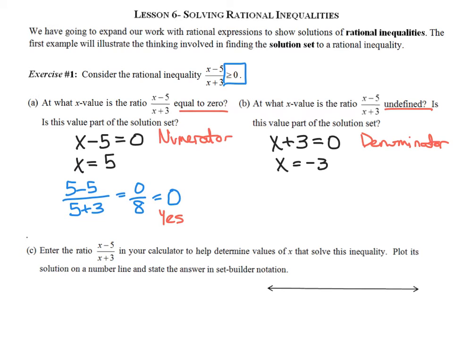So I'm going to go back and substitute negative 3 into my rational expression. So negative 3 minus 5 over negative 3 plus 3. Is this greater than or equal to 0? Well, we see that this part gives me an undefined expression. And an undefined expression cannot be greater than or equal to 0. So we're going to say no, x equals negative 3 is not part of the solution set.